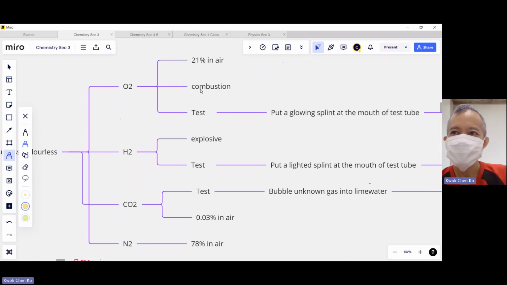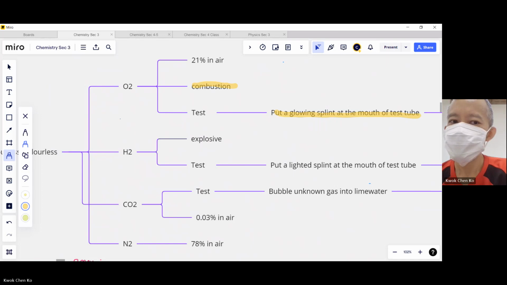Okay, that. You didn't tell me what combustion is. Combustion is burning in oxygen. Good. Remember that. Confirm coming out. Confirm 100%. Have you done this before? I did it with a lighted splint. What happened to the lighted splint? Extinguished with a pop sound. That is for hydrogen.